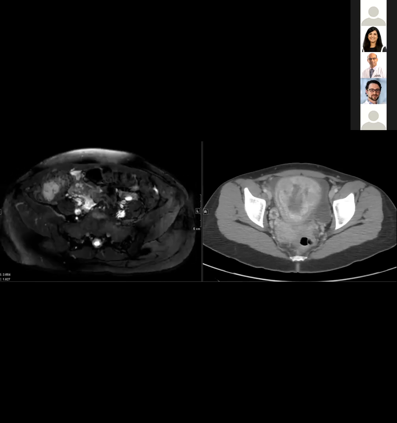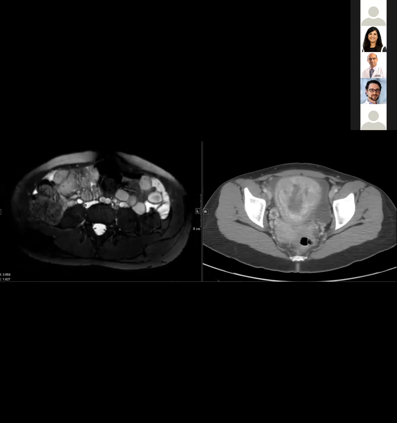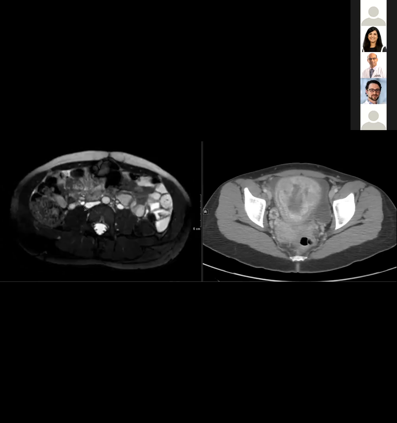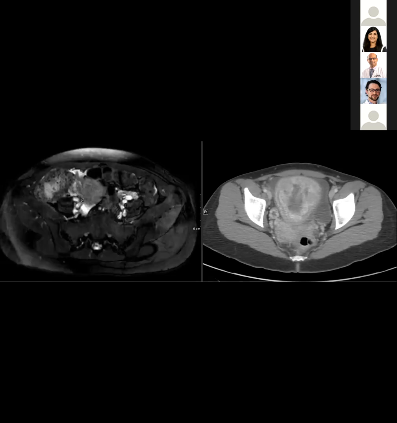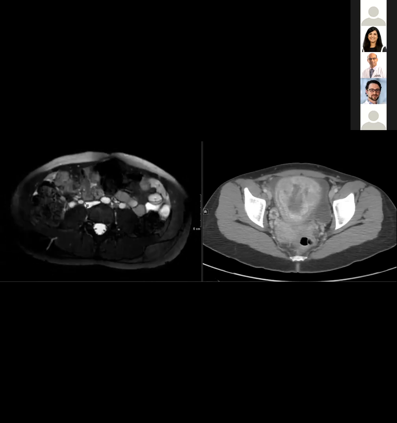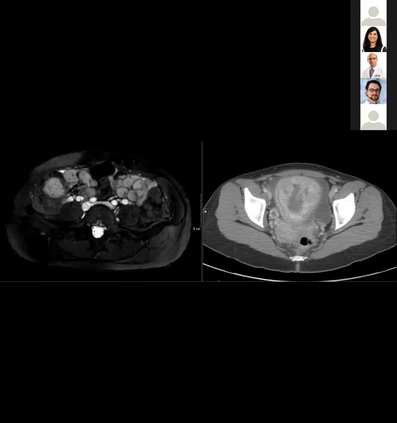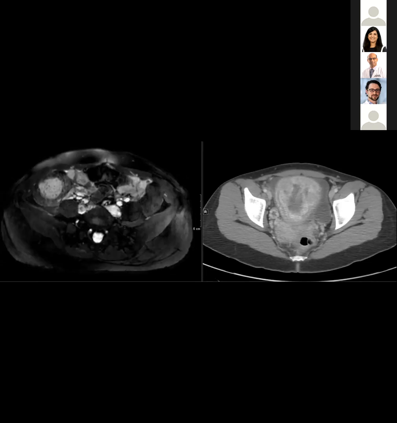So you can see, here's another thing. So here's the BTFE, right? You can see that the vein was much smaller and it was patent, fully patent. So there you go.